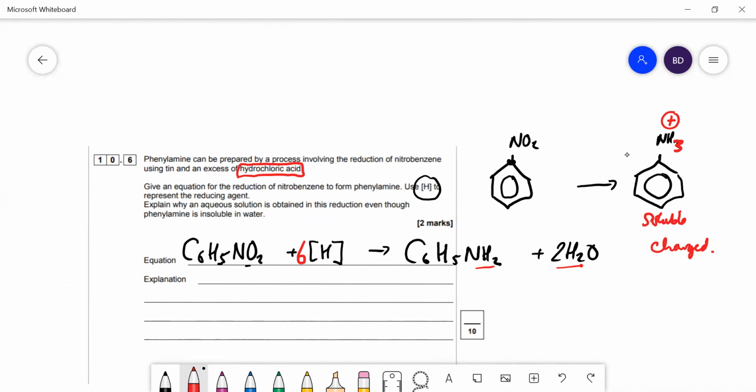And so, yeah, most amines are much more soluble in acid solution than in neutral solution because you have protonated it and made it charged.